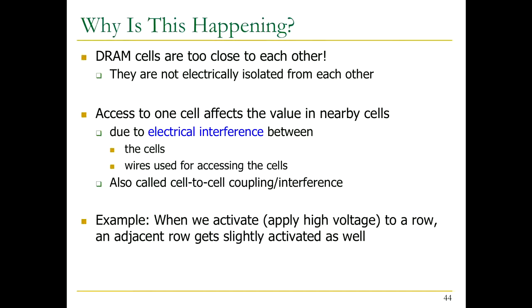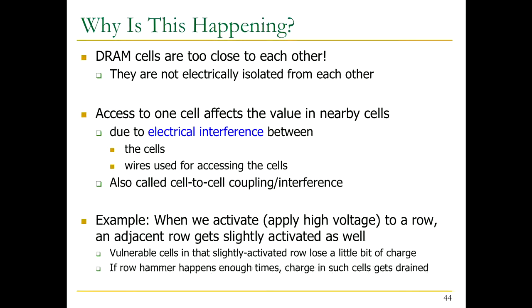I guess I've already told you this. When you activate or apply high voltage to a row, an adjacent row gets slightly activated as well. Slightly, a little bit of voltage goes there, unfortunately. And vulnerable cells in that slightly activated row lose a little bit of charge. And if row hammer happens, you keep doing it many, many times, charge in such cells gets drained. And if the cells are not refreshed before that happens, tough luck. You've lost the data in those vulnerable cells.